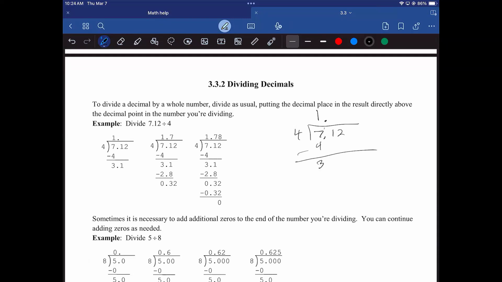So now I've got a 3, bring down my 1. 4 will go into 31 7 times. 7 times 4 is 28. Draw that line, change that sign. 31 minus 28 gives me 3. Bring down that 2. Then 4 will go into 32 8 times. 8 times 4 is 32. Draw that line, change the sign, remainder 0.